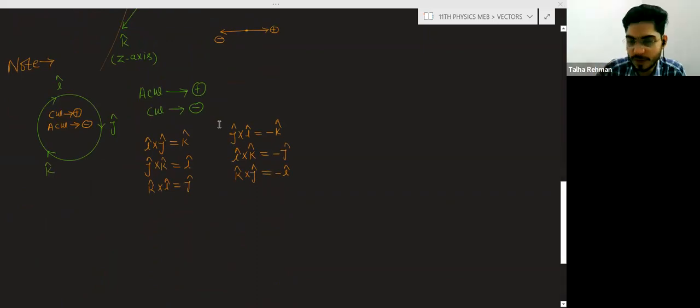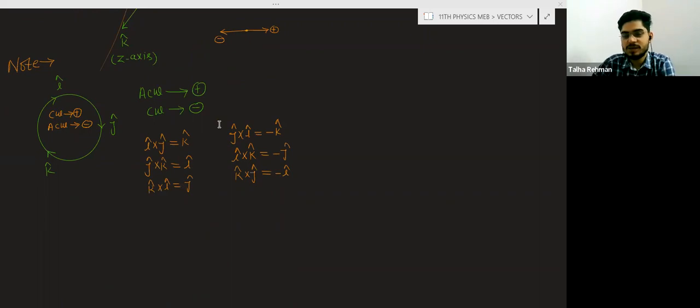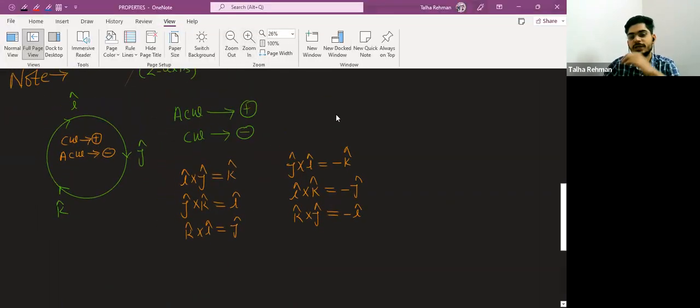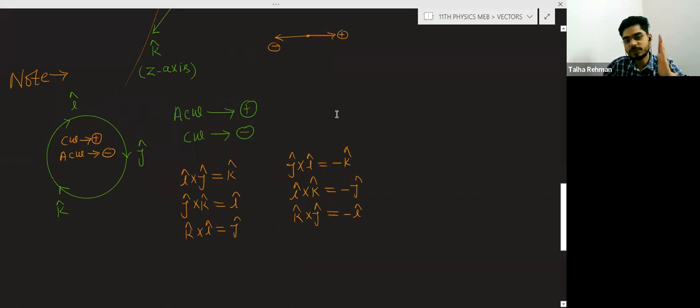Now, this direction part will be very important. It becomes very important when you study the chapter on magnetism in 12th class. In 11th class, it is okay. But when you go to the 12th class, each and every question will require the direction, because the magnetic field is something different.